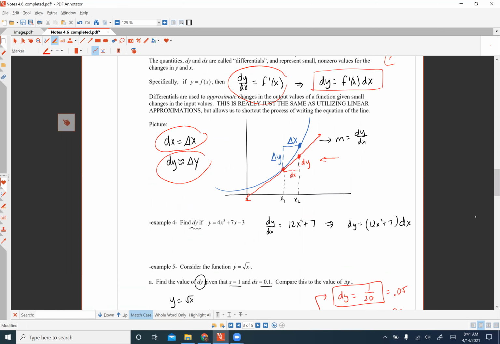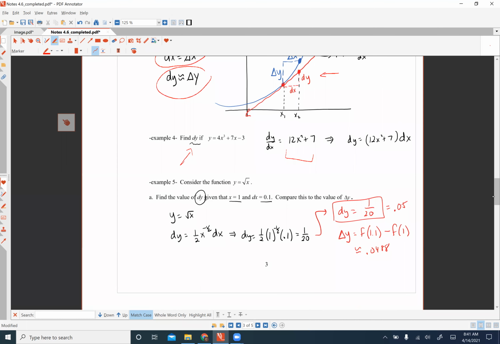Okay, so let's look at example 4. Then there's a really fun example later on. Find dy: let's say y is 4x cubed plus 7x minus 3, and we take the derivative. So it's 12x squared plus 7, and now we'll say that dy is 12x squared plus 7 times dx. So we move over some small change from x, we go over dx units from x, and we go up dy units from y.